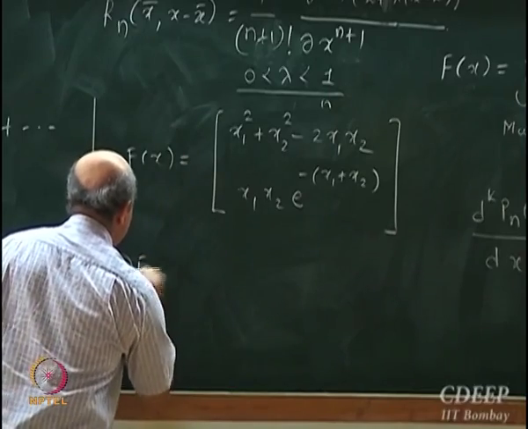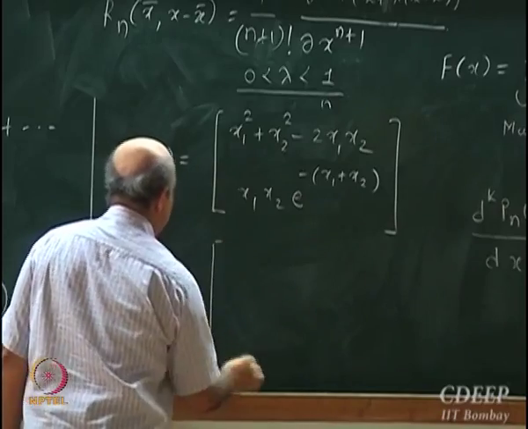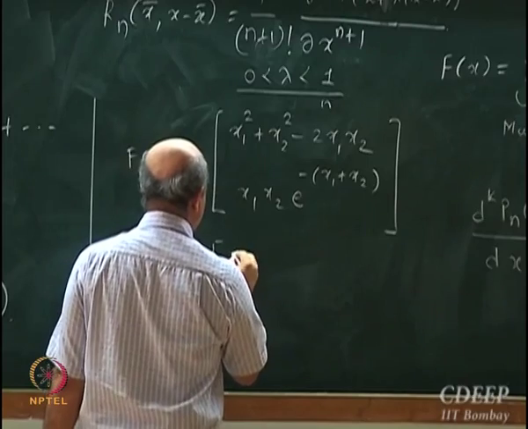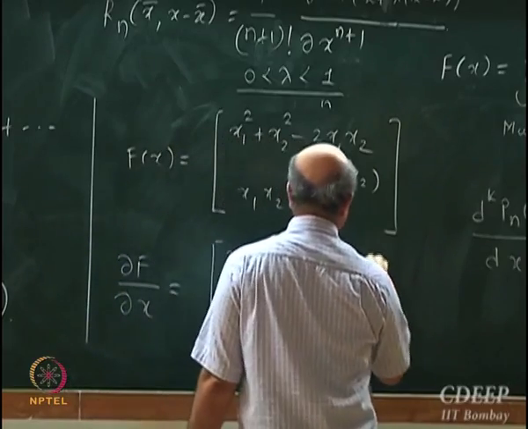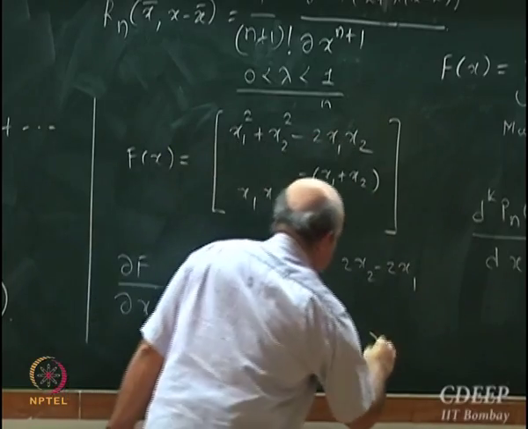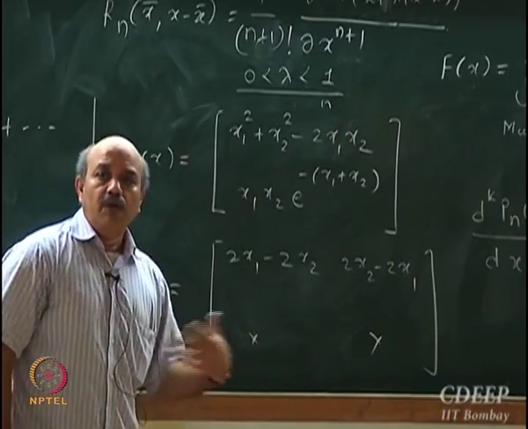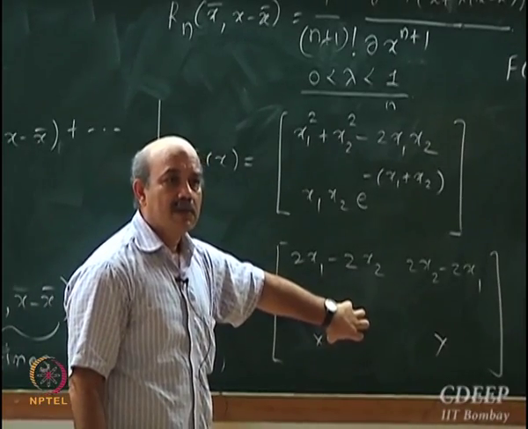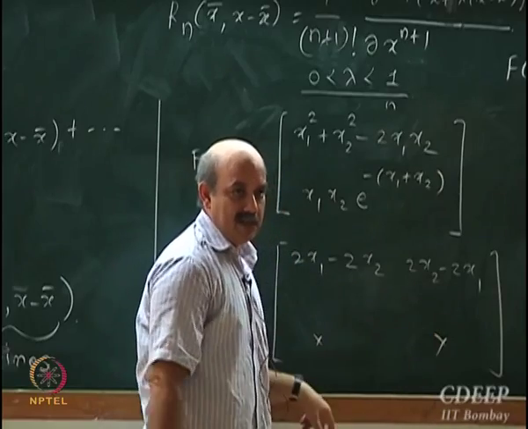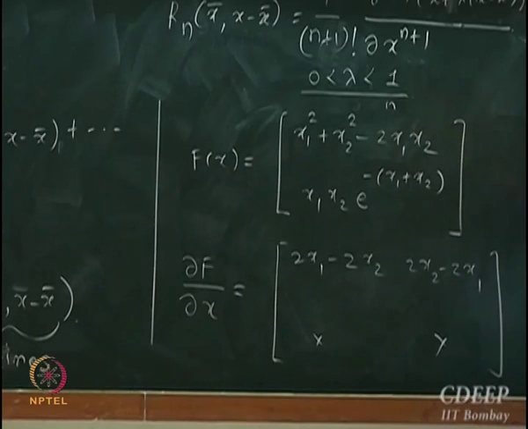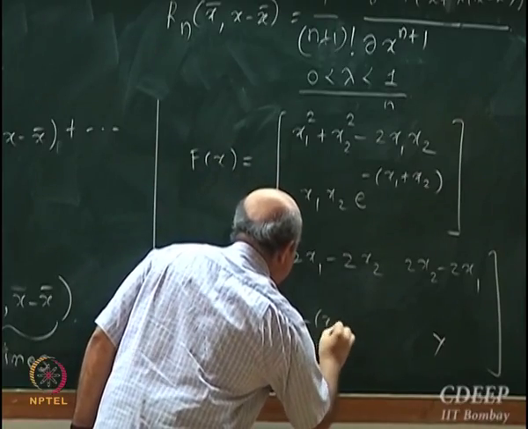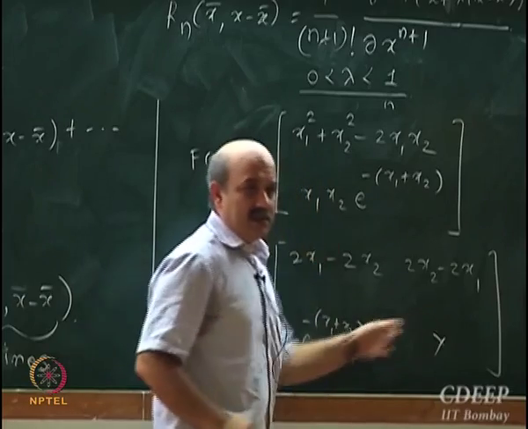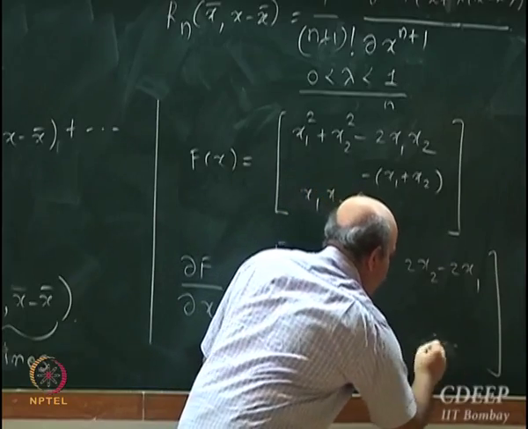So what is dou f by dou x? It will be 2x1 minus 2x2, 2x2 minus 2x1, and there will be two more quantities here. Okay. Now what is the second derivative? What is the derivative of this? I have to differentiate four entities. I have to differentiate now to come up with a higher derivative. This will be x2 e to the power minus x1 plus x2 plus something, right? Plus there will be some term here likewise.